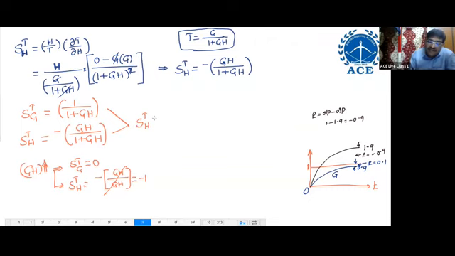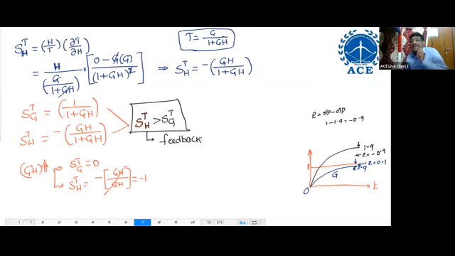So S_T^H is always greater than S_T^G. That means the feedback network is one of the most important. This is the most important statement.